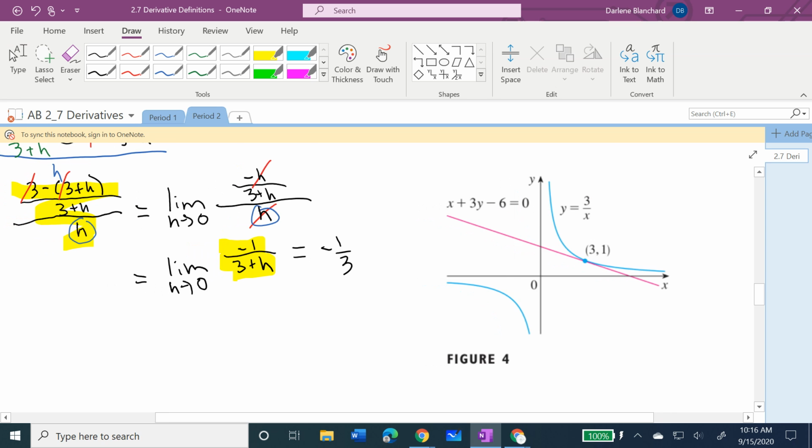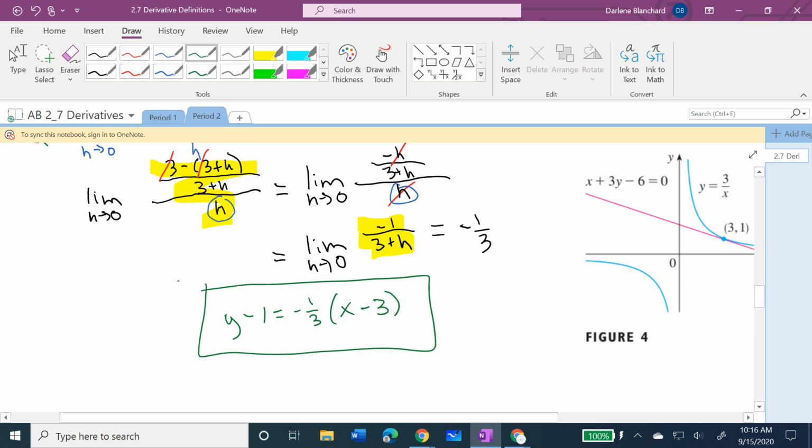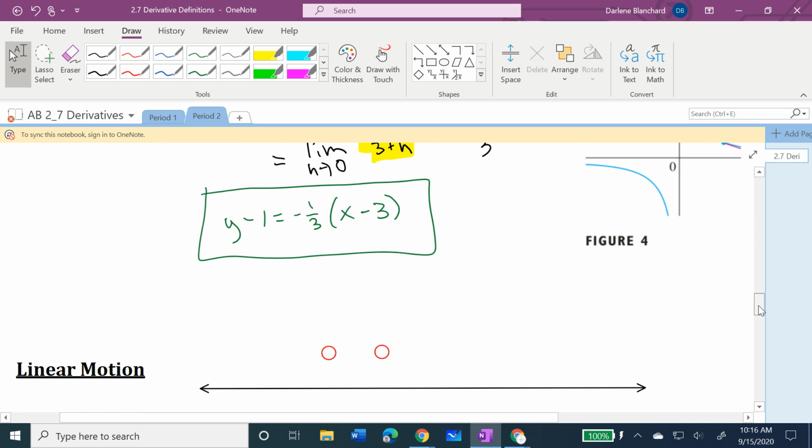The last thing is, let's write that tangent line. I'm going to write it quickly and move to the next problem. So y minus the y coordinate, which is 1, equals slope times x minus the x coordinate, which is 3. Tangent line, done, leave it. I'm going to move on.